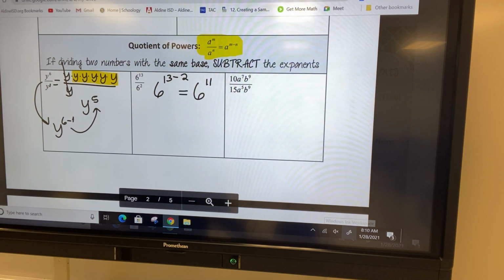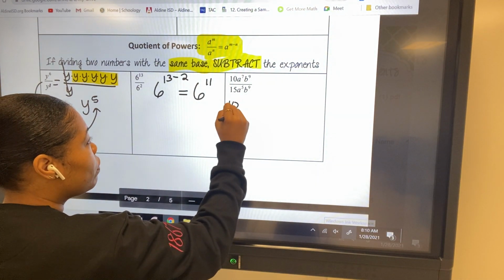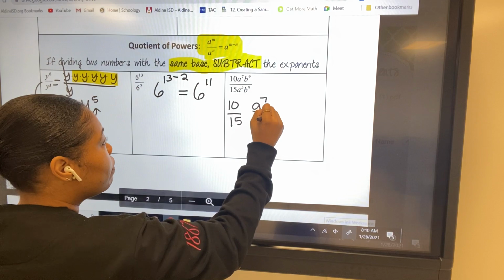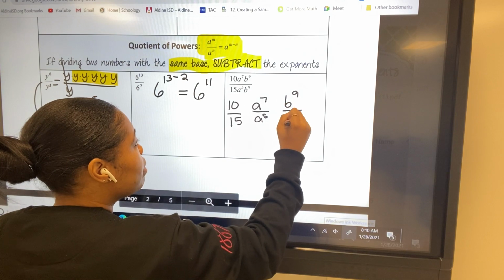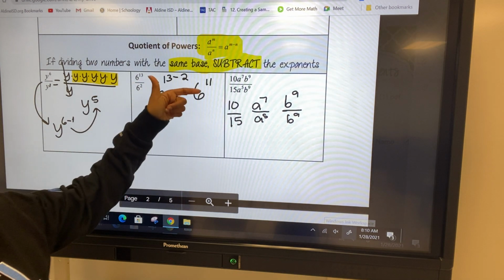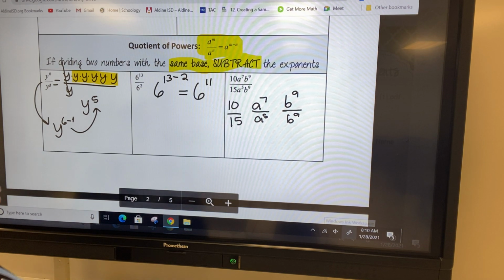All right. So again, we can only do that if they have the same base, then we're able to subtract. So we look here at this last example, we have a lot of different bases. We can only subtract things that have the same base. So the number part we keep the same. So we have 10 over 15, a^7 over a^5, or a to the power of 5, I should be saying. And then we have b to the power of 9 over b to the power of 9. And so when we see this, it does not mean subtract. This is just a fraction. So the only thing that we can really do with a fraction is we can simplify.